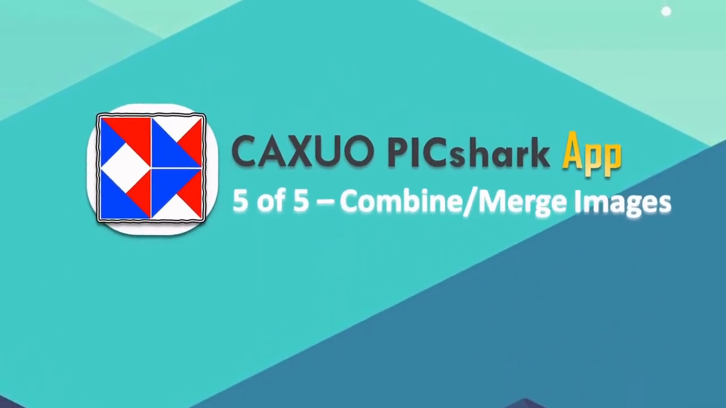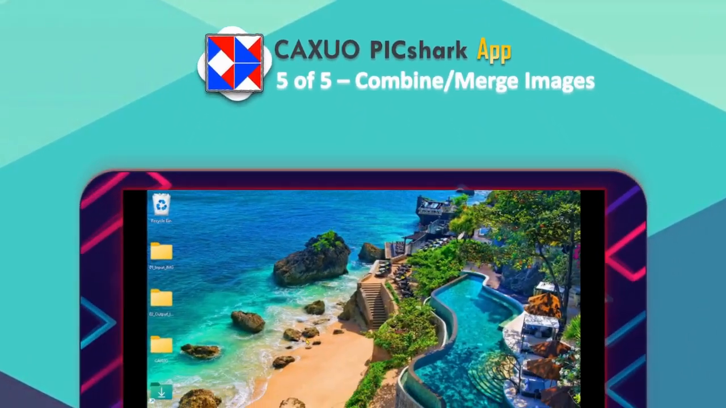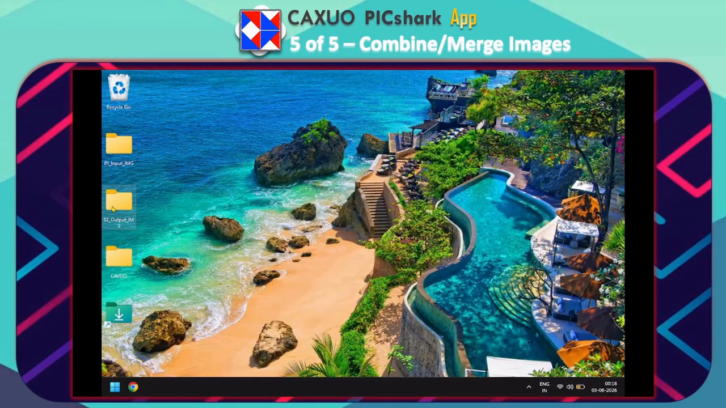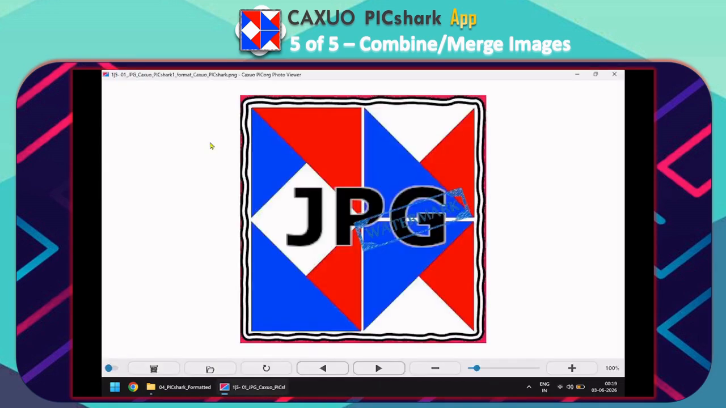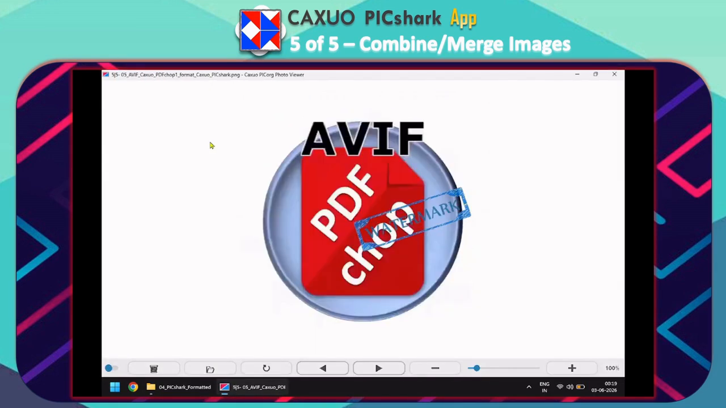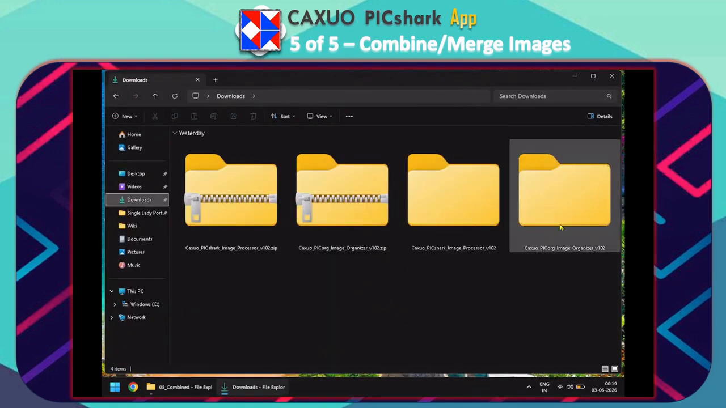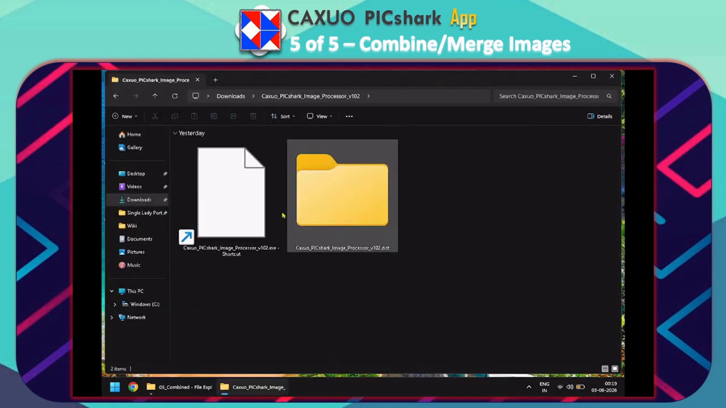Next in line is the fifth and final process, for combining or merging images together to create a collage. We will be using formatted images from the previous process explanation, as all of them are in PNG format with transparency, so that we get to see if Caxuo PICshark is able to maintain alpha transparency even while creating a collage for you.